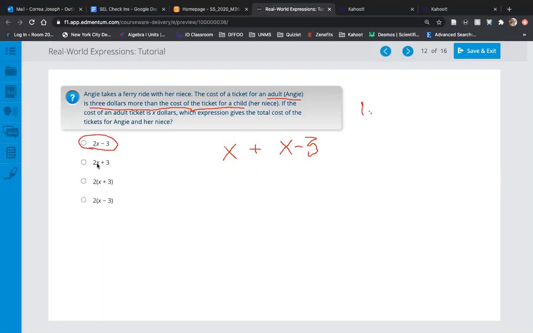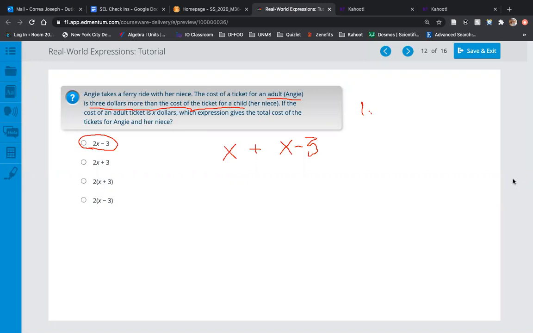If you got 2x plus 3, right? 2x plus 3 would be correct if x represented the price of the daughter. So just pay attention. If x represented the price of the adult ticket, we actually have to subtract to figure out what the total is. So this is where you need to be careful about what the variable represents.